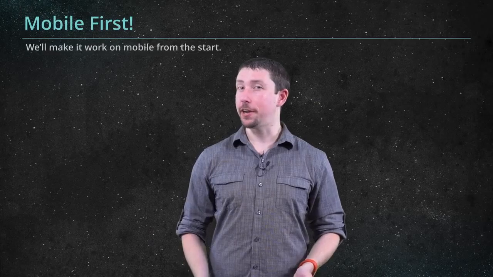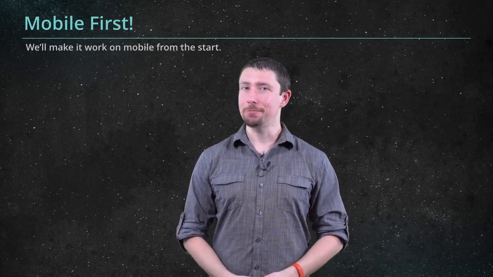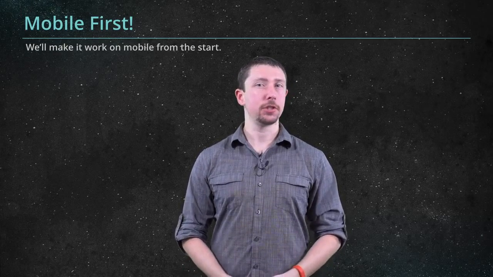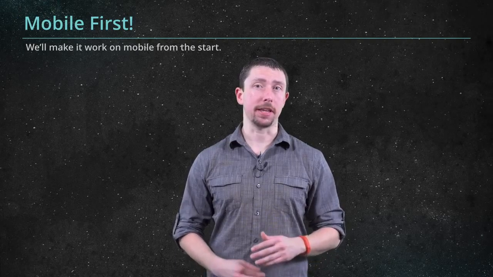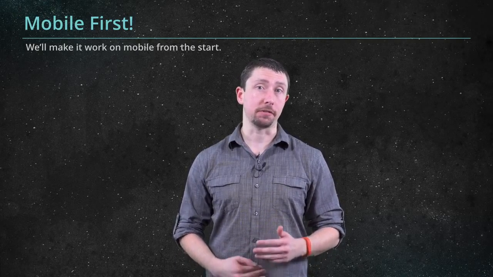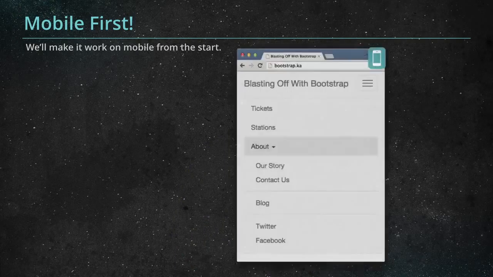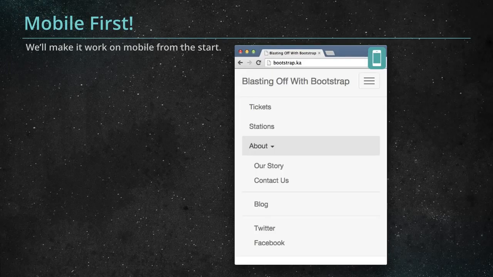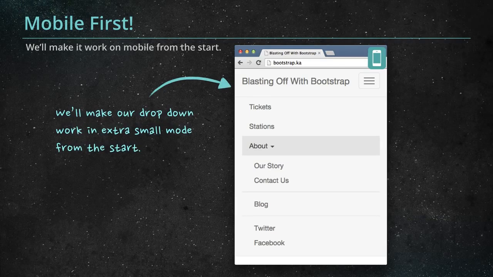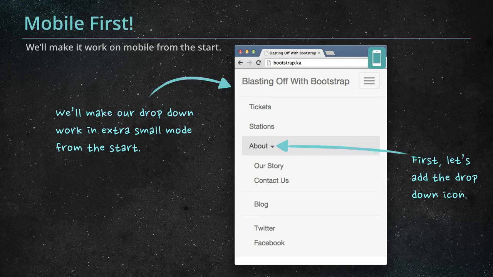How would this work in our extra small view though? We probably don't want our dropdown showing up on top of our other elements in our already very limited screen real estate. Well, what if it looked something like this, where if they expand our About link, it still shows like the rest of our navigation? I think this is something we can work with. Let's start by adding that little drop-down icon to our existing About link.